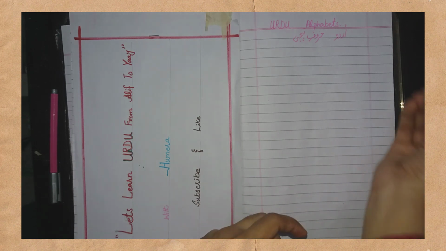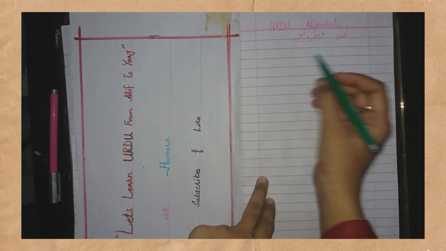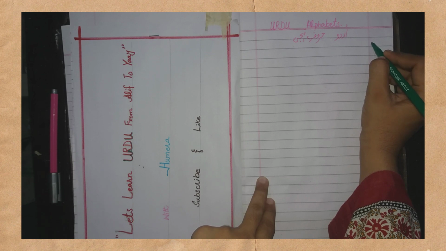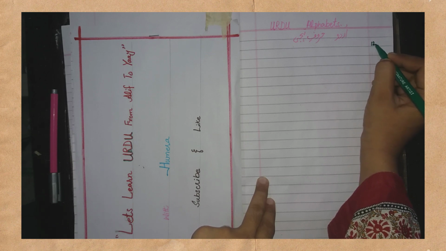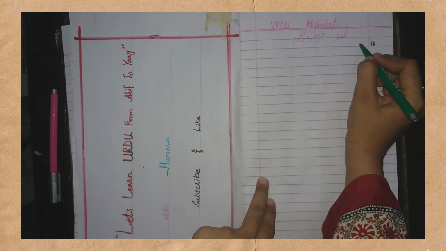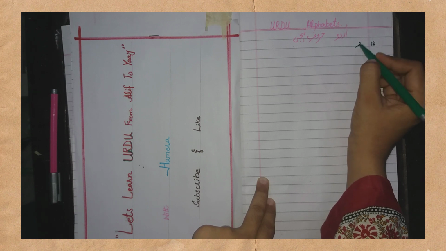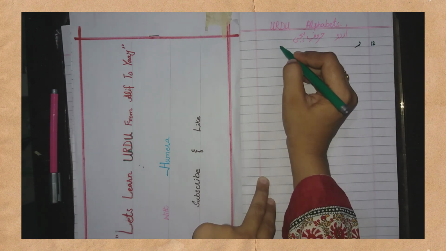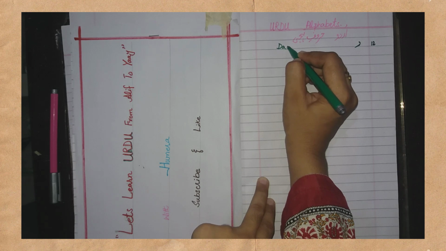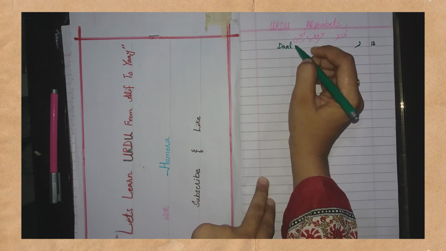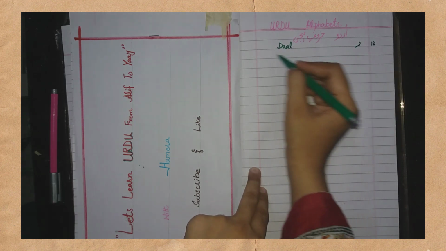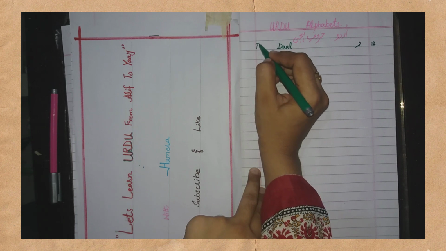Okay, so let's start our lessons. Today we start from the 12th alphabet, which is Dal. Okay, Dal has this shape and its pronunciation is Dal. Dal has the sound like the TH words.